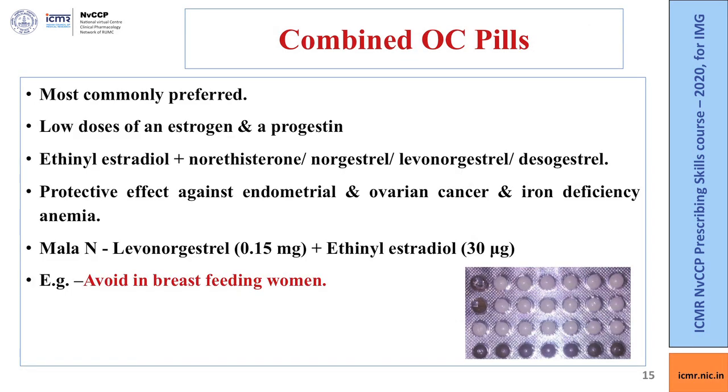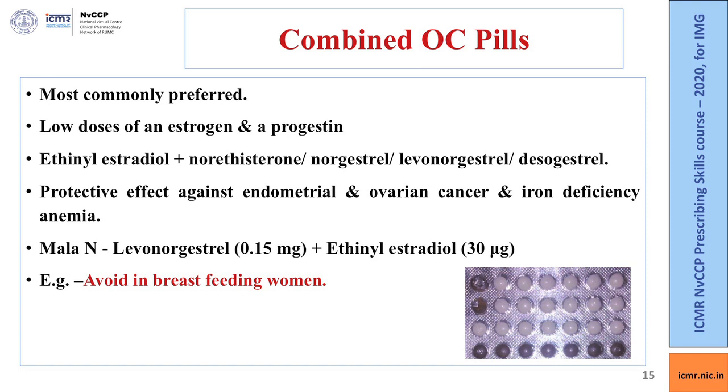Combined oral contraceptive pills are commonly preferred and contain low doses of a synthetic progestin and an estrogen, that is ethinyl estradiol, which is combined with either norethisterone, norgestrel, levonorgestrel or desogestrel. They offer protection against endometrial and ovarian cancer and also against iron deficiency anemia. In the public sector, it is available free as Mala N, which contains levonorgestrel 0.15 mg plus ethinyl estradiol 30 microgram, supplied through government health centers.